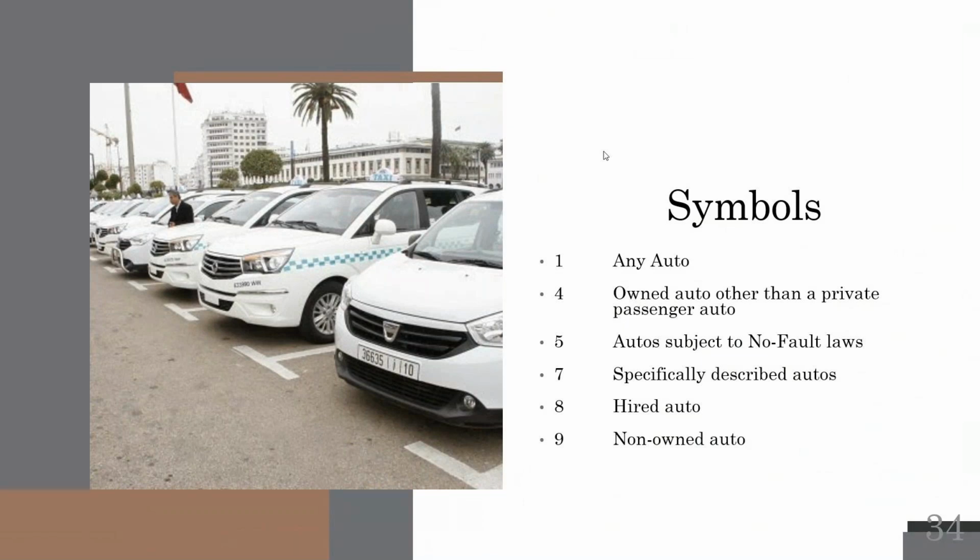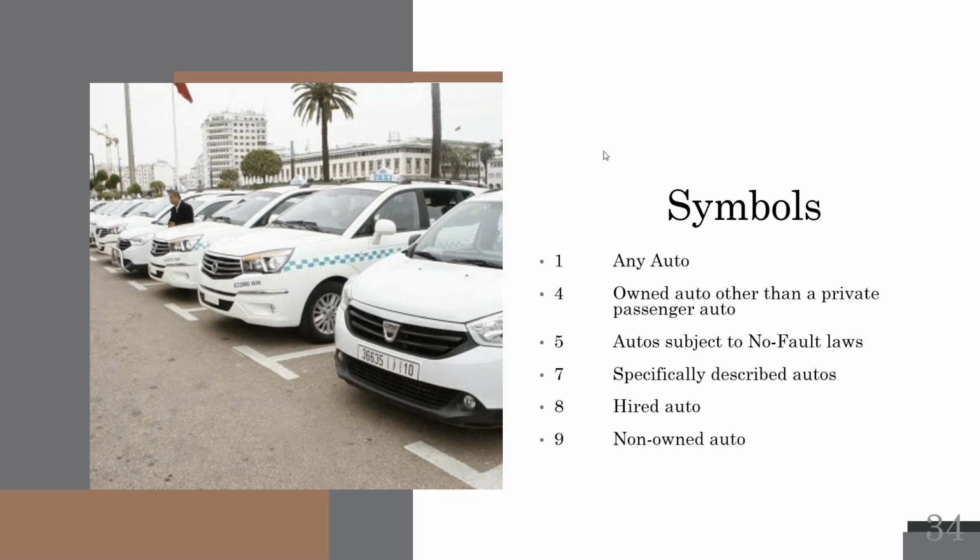Symbol 5 is for states that have no fault. So F for 5, F for fault. Okay. 4 begins with an F, but just, faux. So yeah, I'm phonetically challenged. All right. 7 for specifically described autos. So symbol 7, 7 begins with an S. S for 7, S for specifically described autos. Okay. 8 is for hired autos.